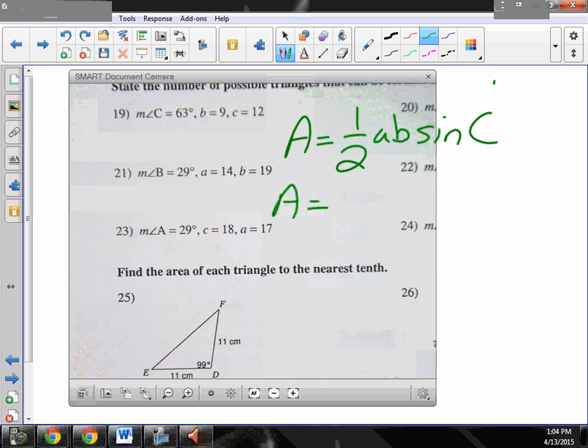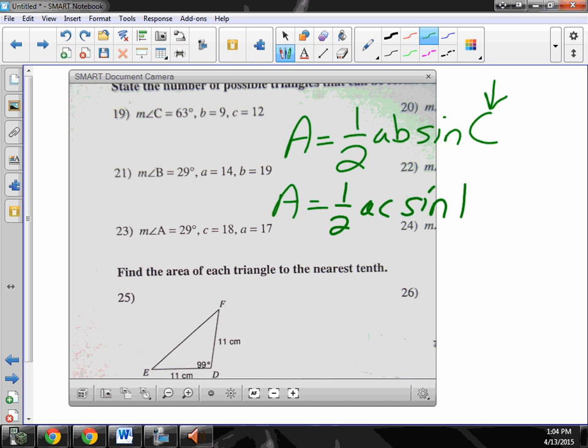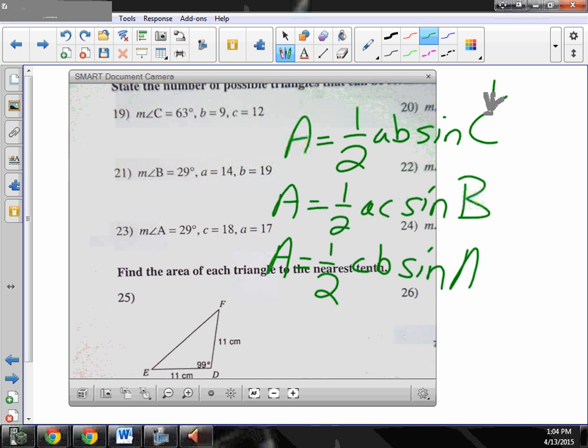So what if I don't know angle C? What if I know angle B? 1/2 AC sine of B. What's the third version? 1/2 CB sine of A. So basically, if you have side angle side, it's 1/2 times the 2 sides times the sine of the angle given. And that's how you answer those last 4 questions.